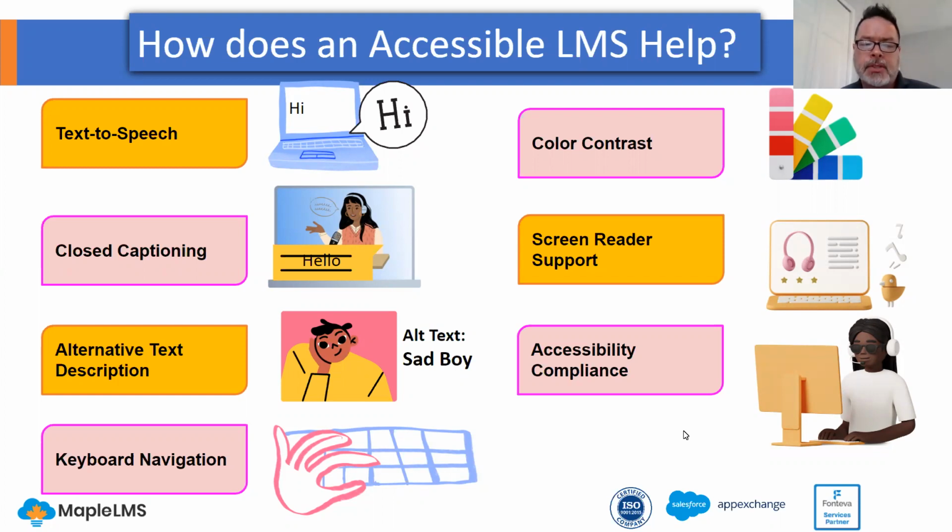Also, keyboard navigation. MapleLMS supports keyboard-only navigation, which is especially important for learners with motor disabilities. Color contrast. The LMS provides options for high contrast color schemes, making it easier for visually impaired learners to distinguish between elements on the screen. Then there's also screen reader support. The LMS is designed to be compatible with popular screen readers, including JAWS and NVDA, to ensure that visually impaired learners can use the platform effectively.